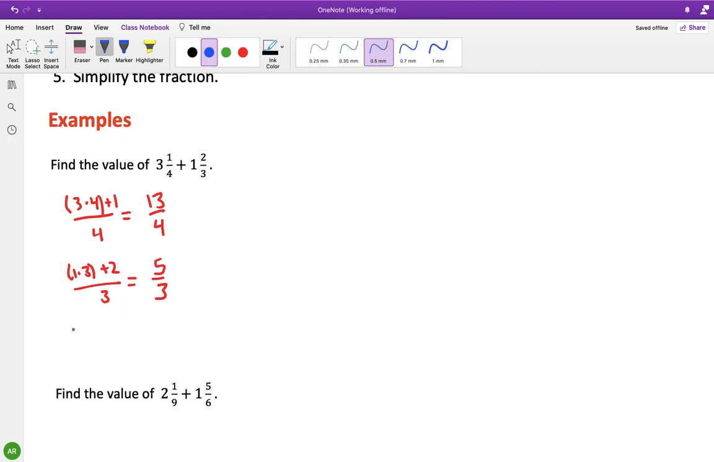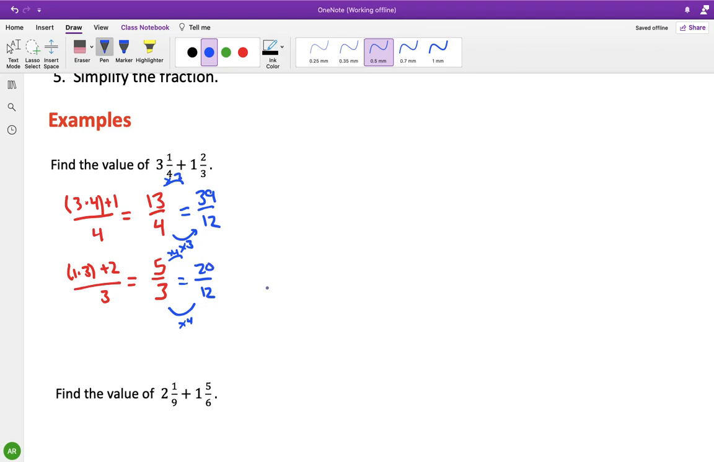Now I need to find the least common multiple between 4 and 3. So 4 is 4, 8, 12. 3 is 3, 6, 9, 12. So we know it's going to be 12. So I'm going to convert this to something over 12, and I'm going to convert this to something over 12. Now you notice right here, to get 4 to 12, I'm multiplying this by 3. So I'm going to do the same to the top. So 13 times 3 is 39. On the bottom, I'm multiplying 3 by 4. So I'm going to do the same thing to the top. 5 times 4 is 20.